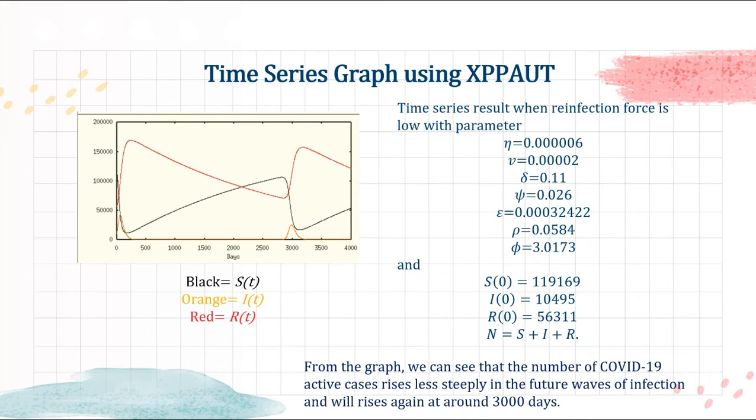We use the parameters we talked about before here, and the black line is the susceptible, the orange line is the infection, and the red line is the recovery. So we take a look at the infection curve here, and you can see the cases will increase and then decrease after a period to literally no cases, and will increase again at about 3,000 days, which is around 8 to 9 years.